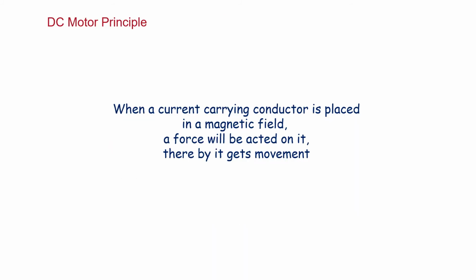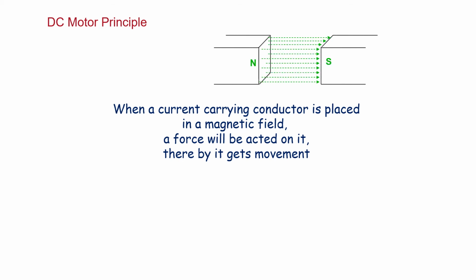We will understand the DC motor principle. When a current carrying conductor is placed in a magnetic field, a force will act on it, thereby it gets movement. Here you have the magnetic field in the air gap between two north and south poles. A conductor is placed, current is passed into the conductor.